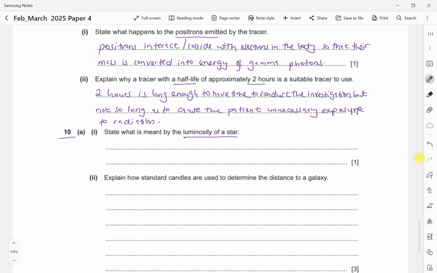Whenever you're defining luminosity, refer to the total radiant power emitted by a star.